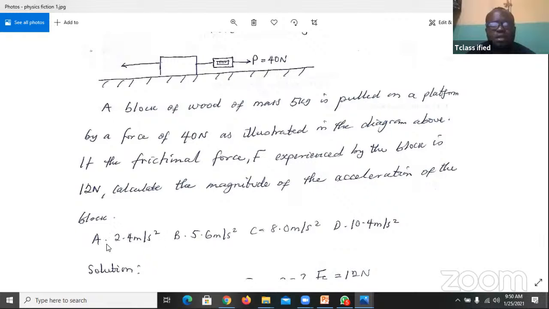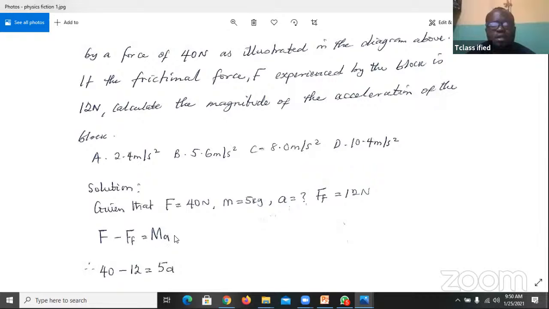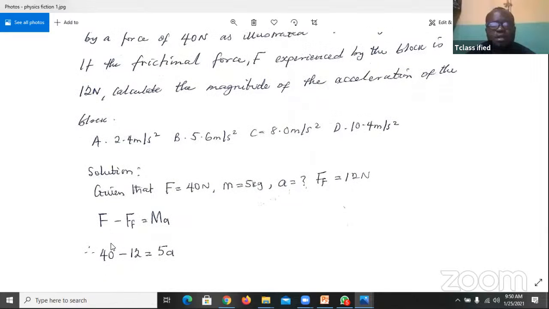So if you are talking about force is equal to MA, it has to be a resultant force, which is the pulling force minus the frictional force. So that is equal to MA. The force that is pulling it in this direction is 40. You know, the friction is opposite. So the resultant force has to be the pulling force minus the opposite force, which is the frictional force. So we have 40 minus 12, which is 28.